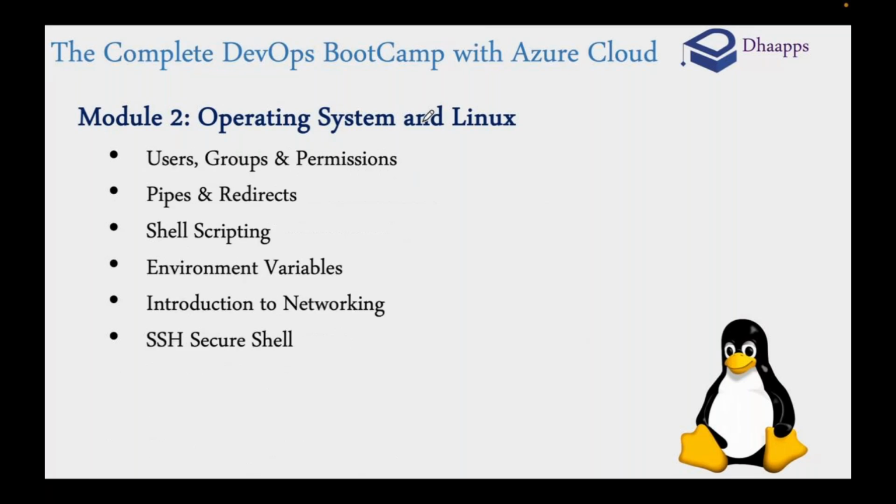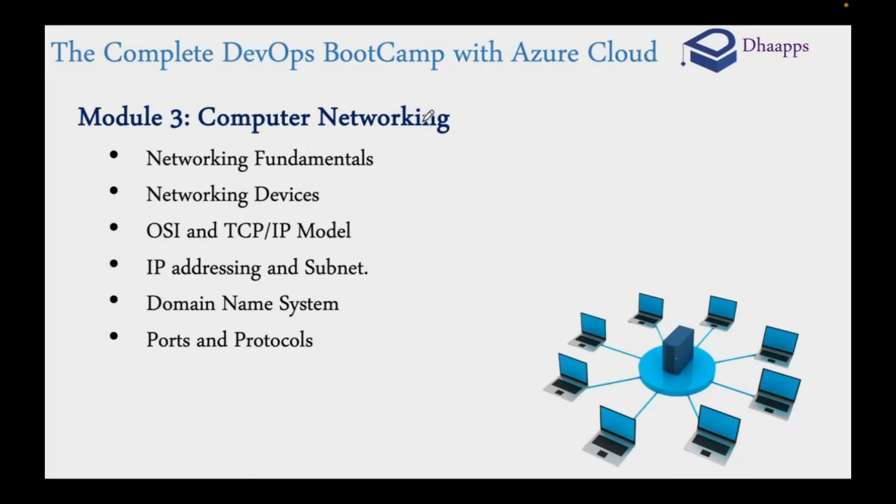Then computer networking. Basically this is the backbone of cloud and DevOps, guys. If you are new, or if you're already a software engineer or proficient, you already know the importance of computer networking. Before entering into DevOps or the cloud, you have to understand what computer networking is, like the OSI model, TCP/IP model, subnets, IP addressing, and so on.